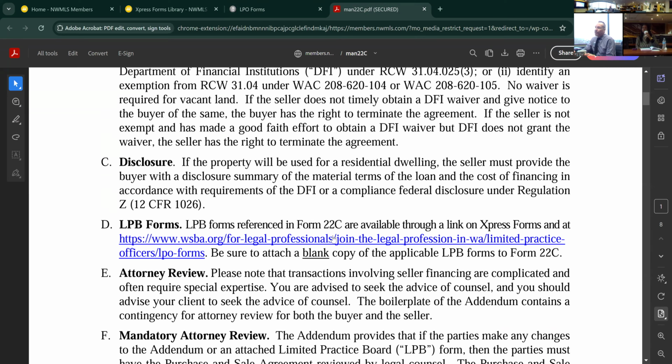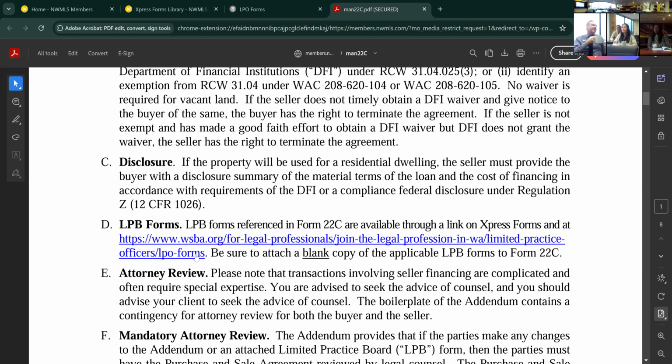Yeah, see, you have to be sure to attach a blank copy of the applicable LPB forms to Form 22C. So you're supposed to attach it. I think if you would do this, you'd want to talk to your title and escrow rep. Oh, yeah, they definitely can. And also your attorney. So you can talk about the draft of your mortgage, trusts. They're all proper. There's a little bit of legwork you can do in advance before.